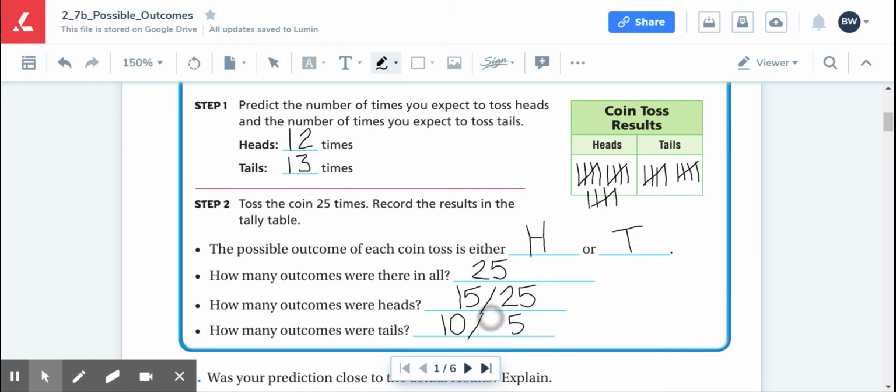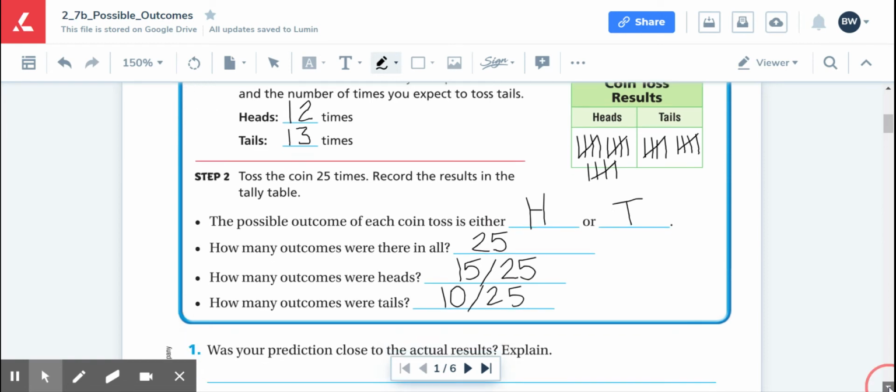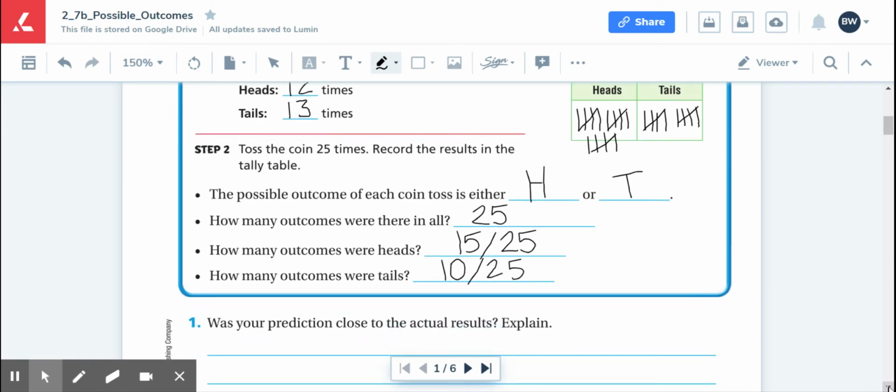Let's fix the 2. It does not like the 2, does it? Let's go this way. There we go. So if I scroll down, it asks me, was my prediction close to the actual results? And it was pretty close. And that's because there was only 2 outcomes. I could have heads or tails, right?